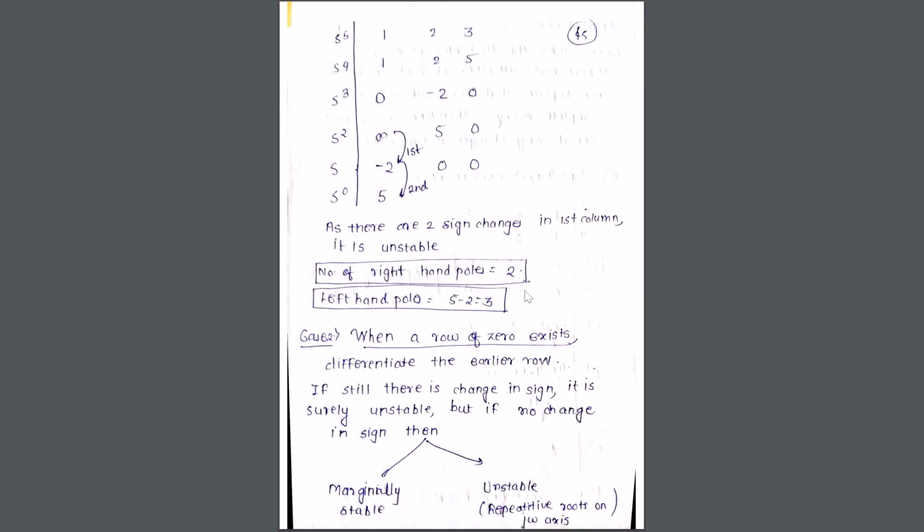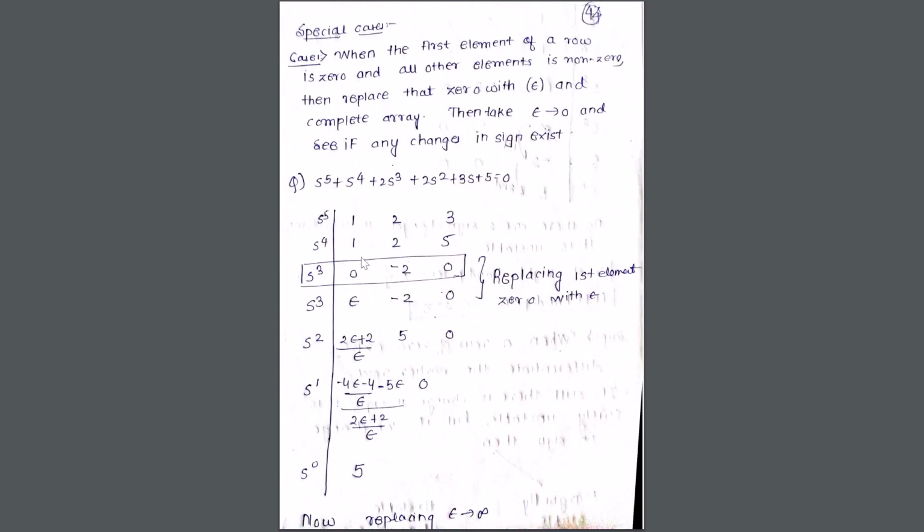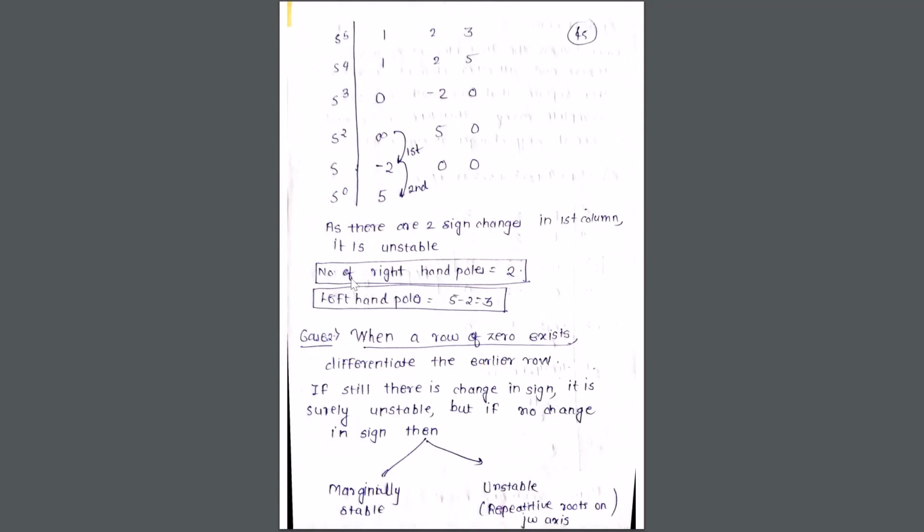Now we move to the next case, wherein the entire row is equal to 0. So in that case, what can I see here? If you see, only one term was 0. But if there is a case wherein the entire row is 0, what will happen is that when a row of 0 exists, if there is still a change in sign, it is surely unstable. If not, it can be marginally stable.